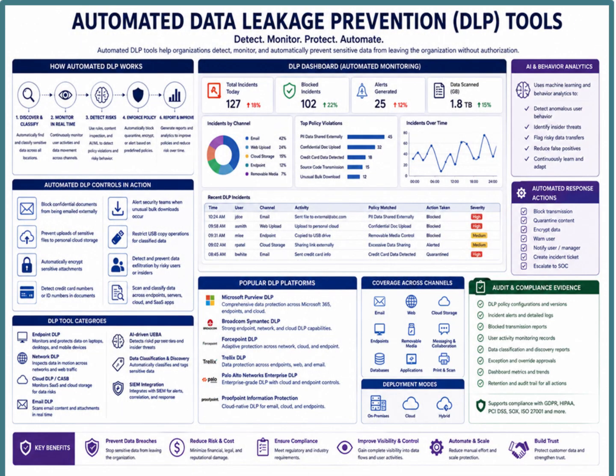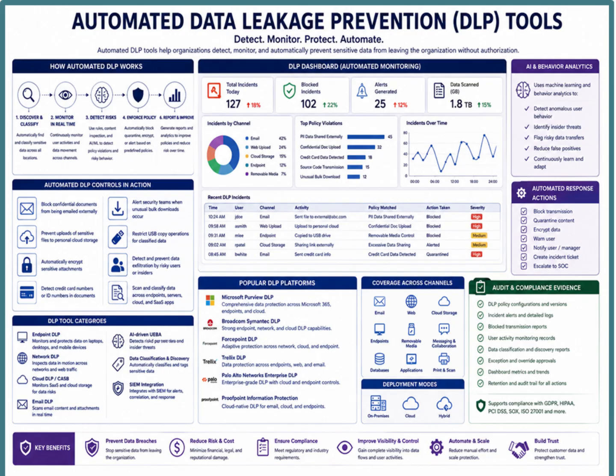Automated data leakage prevention tools help organizations detect, monitor, and automatically protect sensitive information before it leaves the organization. Rather than relying only on manual monitoring, modern DLP solutions use automation, analytics, and policy enforcement to reduce the risk of accidental or intentional data exposure.